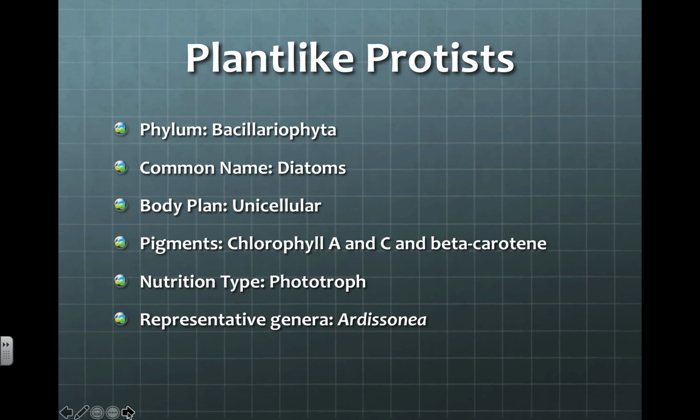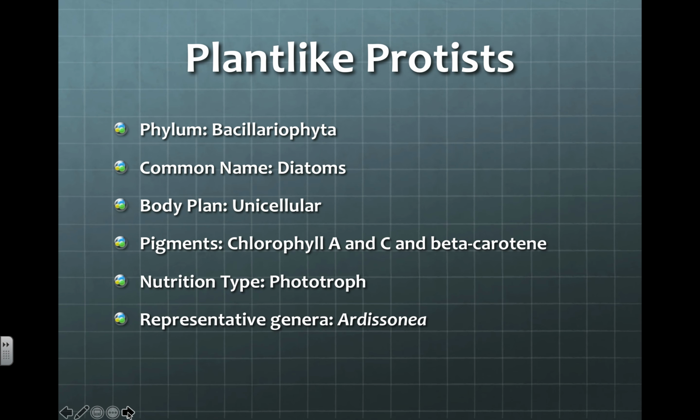All right, to sum it up, it's Bacillariophyta, the phylum. Your common name is the diatoms. They're unicellular. Your pigments now, they have chlorophyll A and they have C. We have not talked about chlorophyll C. Trust me, it's a different kind of photosynthesis than what we went over, but they don't have B, and of course they have the beta carotenes, which are really their secondary pigments. They're phototrophs, they're carrying out photosynthesis.